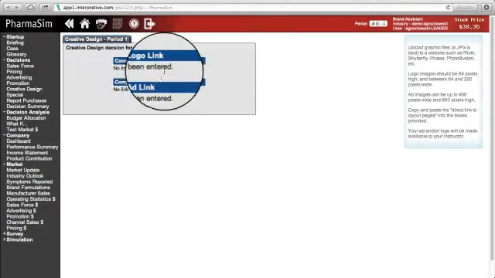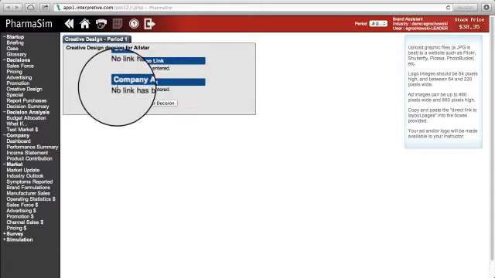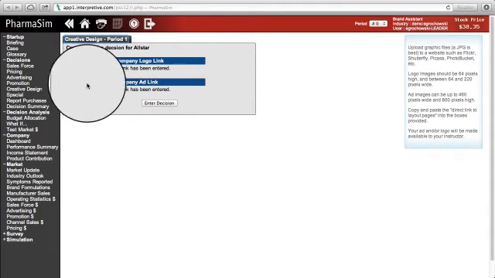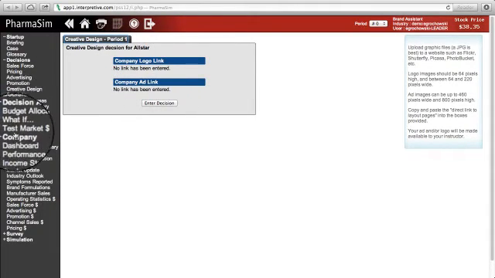Under creative design, don't worry about the company ad link or the company logo link. We won't be using that part of the simulation.